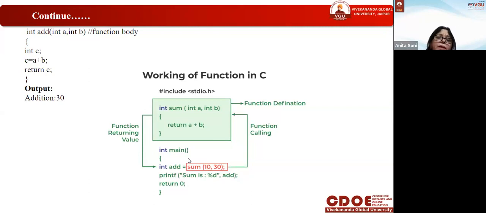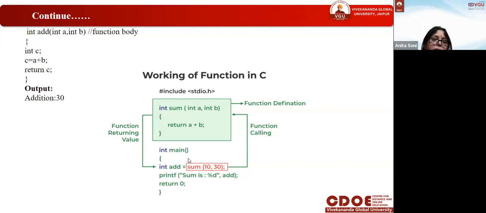So you can write a function anywhere, before main or after main. See, here it is written after main and in this example it is written before main. So you can write it anywhere, but it should be outside of main. Here the return type is int, the function name is sum, and it could be anything, add, sum, it's up to you. Whatever name you want to give the function, you can give it.